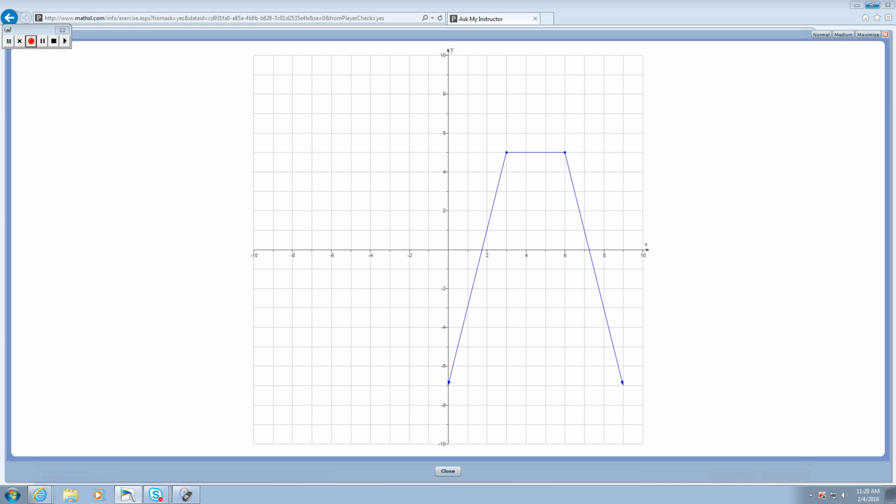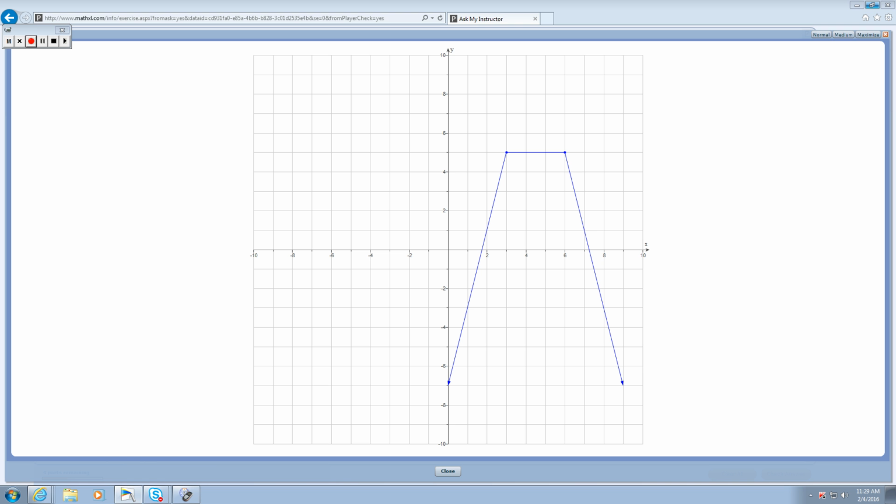From negative infinity, this plane is doing what? What's it doing? Increasing. So from negative infinity to 3, what's that plane doing? Increasing. Okay, and from 3 to 6, what's it doing? It's constant. And from 6 to infinity, what's it doing? Decreasing. And that's how you read increasing and decreasing.